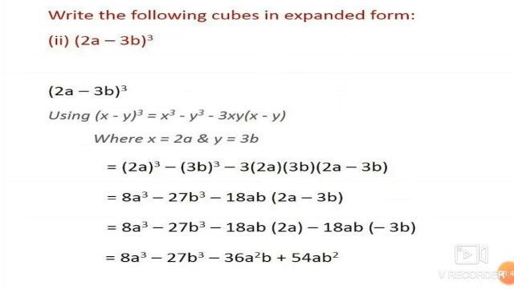Next, in this case also same to same as the previous example. Here only the sign changes, 2a minus 3b. Okay, so do it yourself.